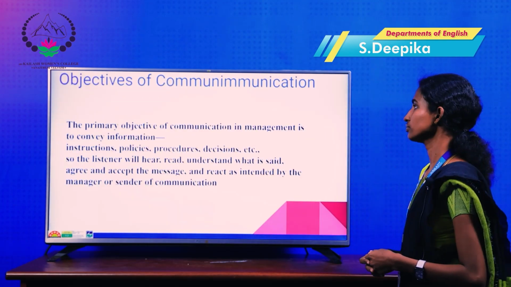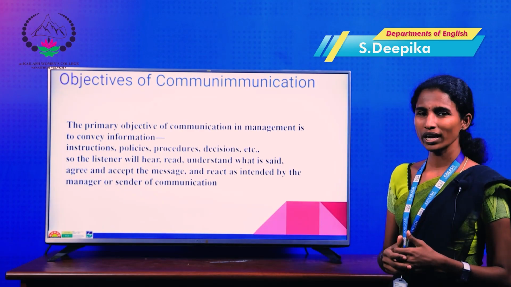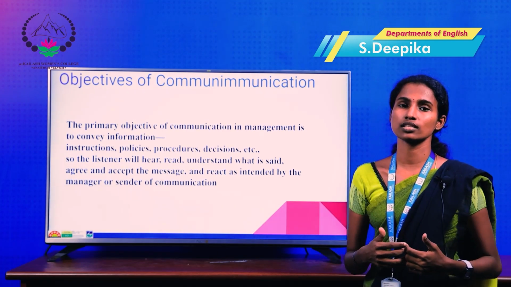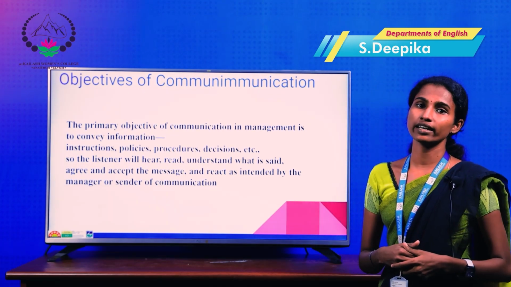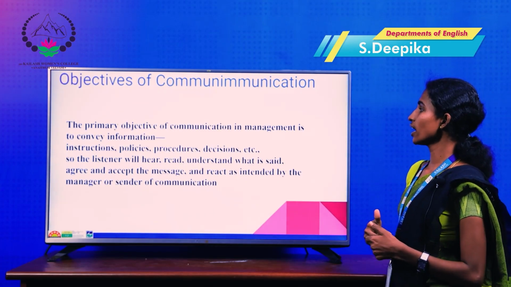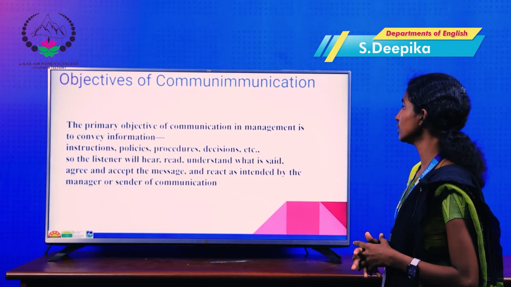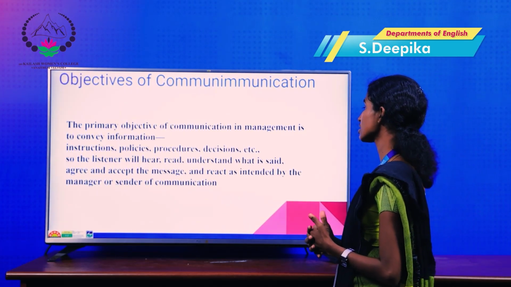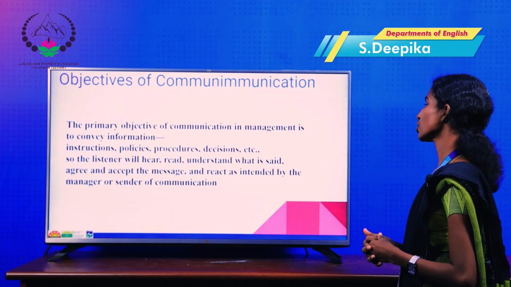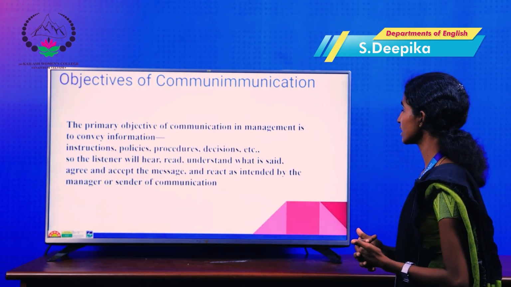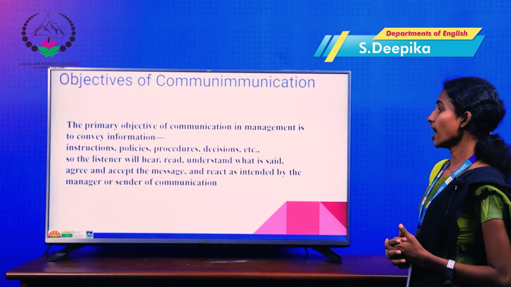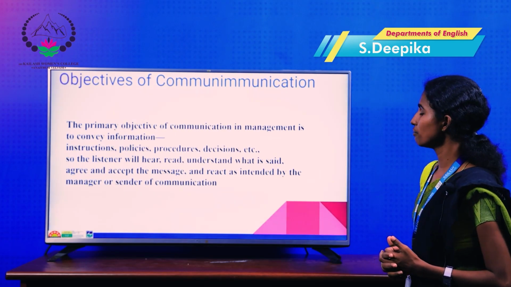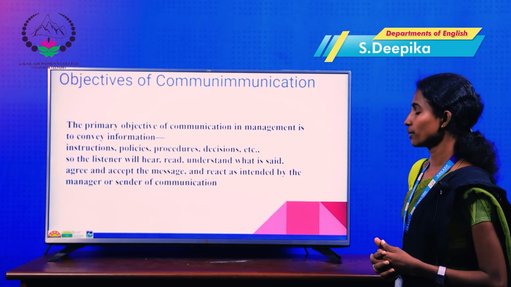The next slide. Objectives of communication. So why do we need communication, and if we have good communication, what will we get in the end? The primary objective of communication in management is to convey the information, instructions, policies, procedures, decisions, etc. So the listener will hear, read, understand what is said, agree and accept the message and react as intended by the manager or sender of the communication.